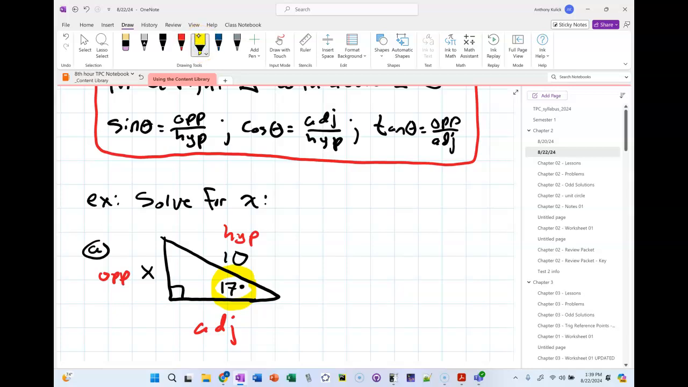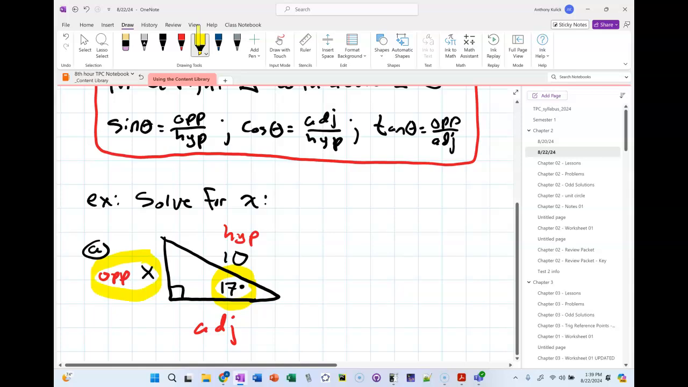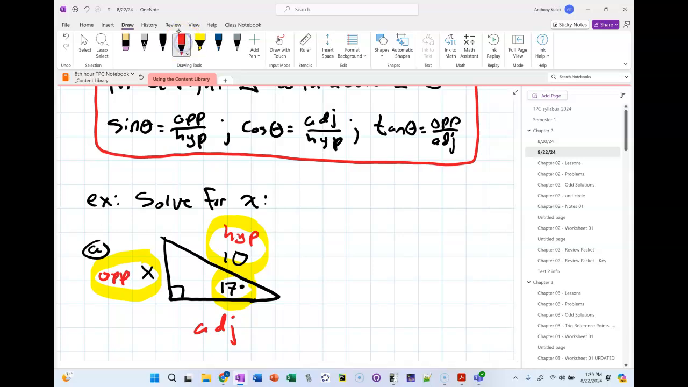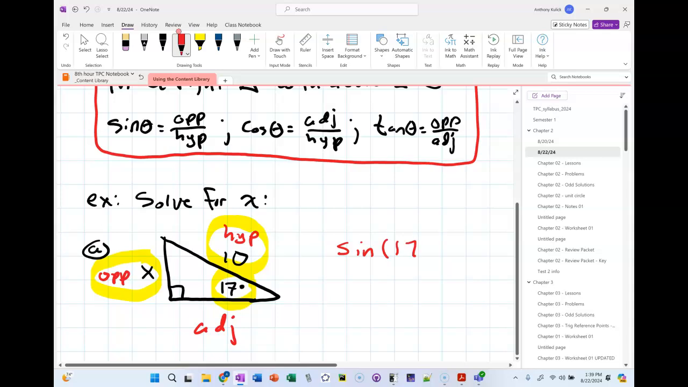All right, so relative to that 17-degree angle, the sides that I care about are opposite and hypotenuse. Which trig function do I want to use then? Sine, because I know about opposite and hypotenuse. So the equation I'll write is sine of our angle, 17 degrees, equals opposite over hypotenuse.